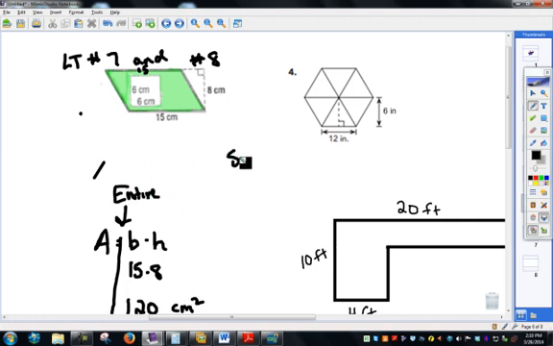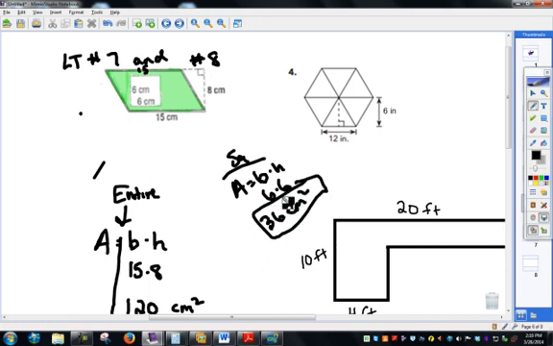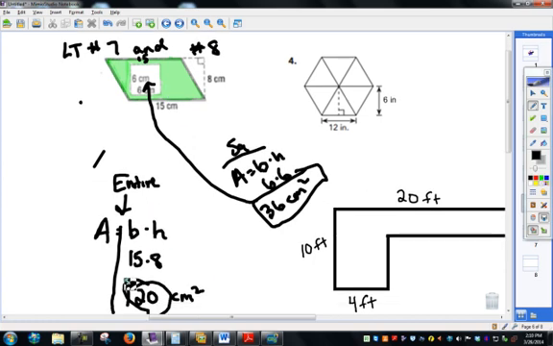The inside square then, the area of that, again, we always write the formula, base times height, and then it's going to be 6 times 6. We know that is going to be 36 centimeters squared. Okay, so that's the area of just that square. The 120 down here, that's the area of the whole thing, the entire thing.